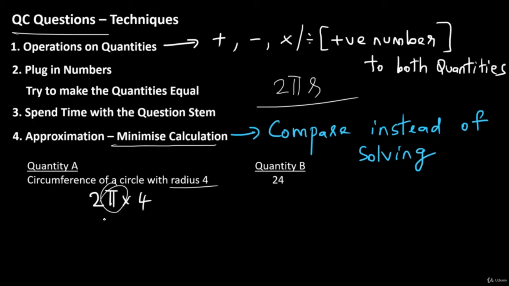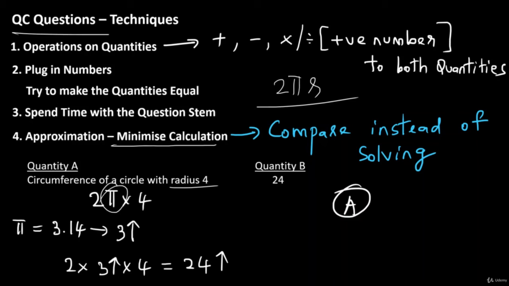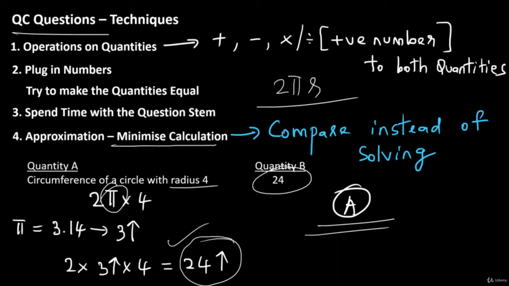We know that pi is 3.14, so it's something greater than 3, right? Therefore, you're just multiplying 2 with something greater than 3 and 4. So that would be a value greater than 24, right? Now over here you have 24, and over here you have a value greater than 24. Definitely quantity A will be greater, and that is the correct answer. So we have saved time, right? You can see that you can do this mentally. You don't even need to use the calculator provided to you.